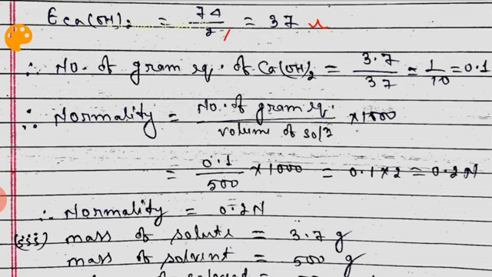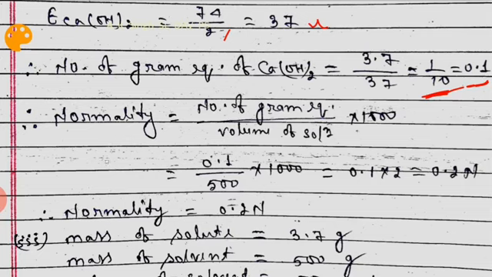Now, number of gram equivalent is equal to given mass by equivalent mass. Given mass is 3.7, equivalent mass is 37. It is equal to 1 by 10, which is 0.1. So, number of gram equivalent of calcium hydroxide is equal to 0.1.